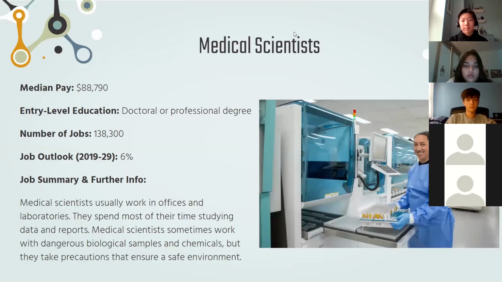But if they do, those who work with dangerous organisms or toxic substances must follow strict safety procedures to avoid contamination. And as for their working hours, they typically work in offices or laboratories, but longer hours are not really uncommon. And researchers may be required to work odd hours in laboratories or other locations, and this really depends on the nature of the research.